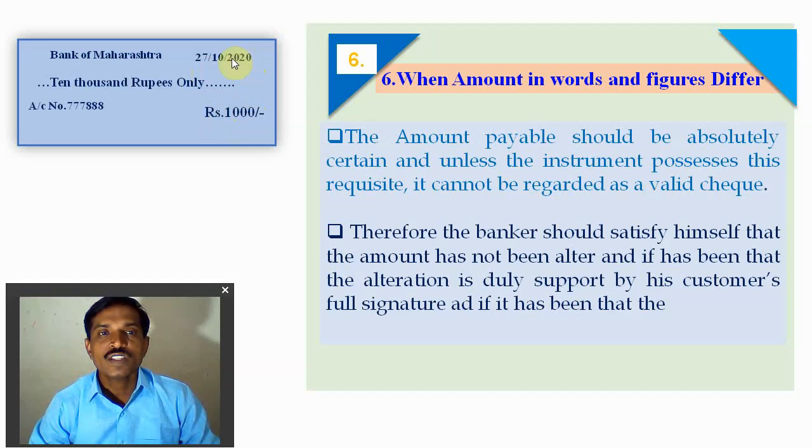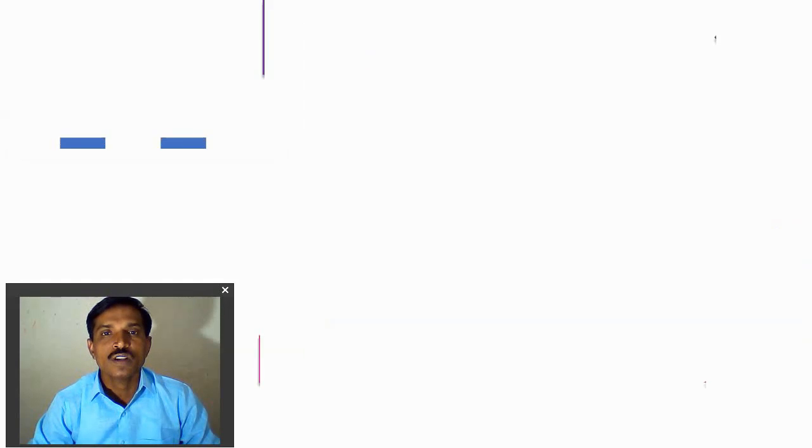When they erase the date of the check, at that time the bank also takes the signature of the customer. So when the amount of the check differs in words and figures, the bank needs to take precaution about paying the customer's check.